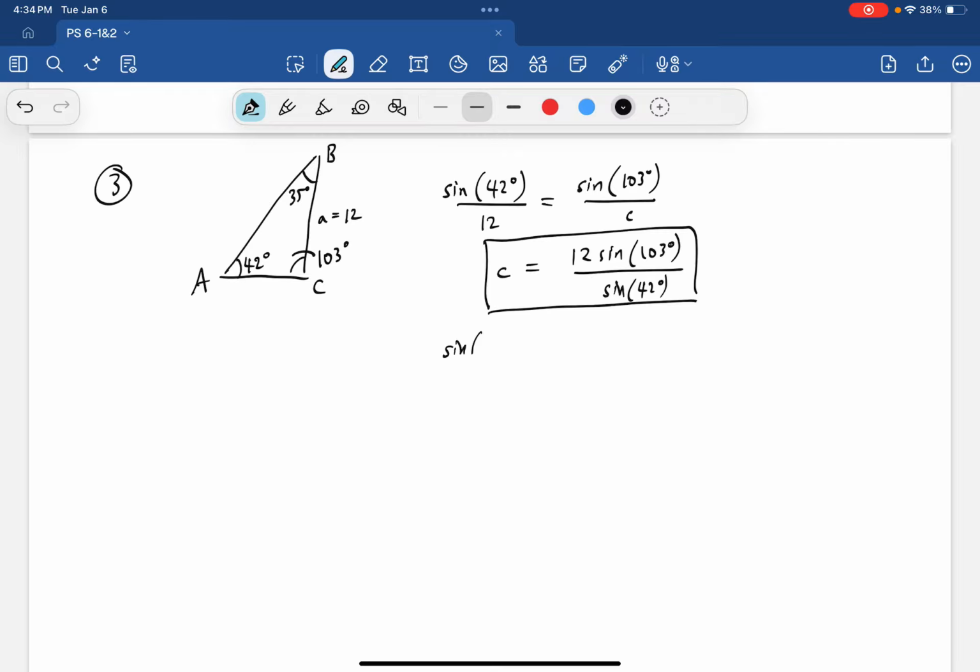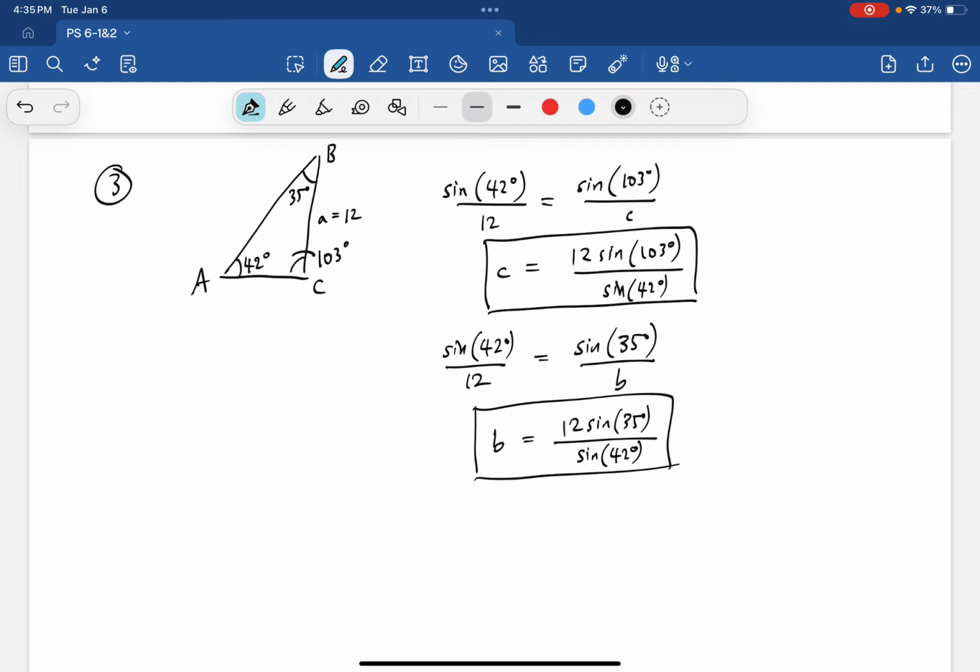We also have sine 42 degrees over 12 equals sine 35 degrees over B. So that tells us that B equals 12 sine 35 degrees over sine 42 degrees. So those are our final answers.